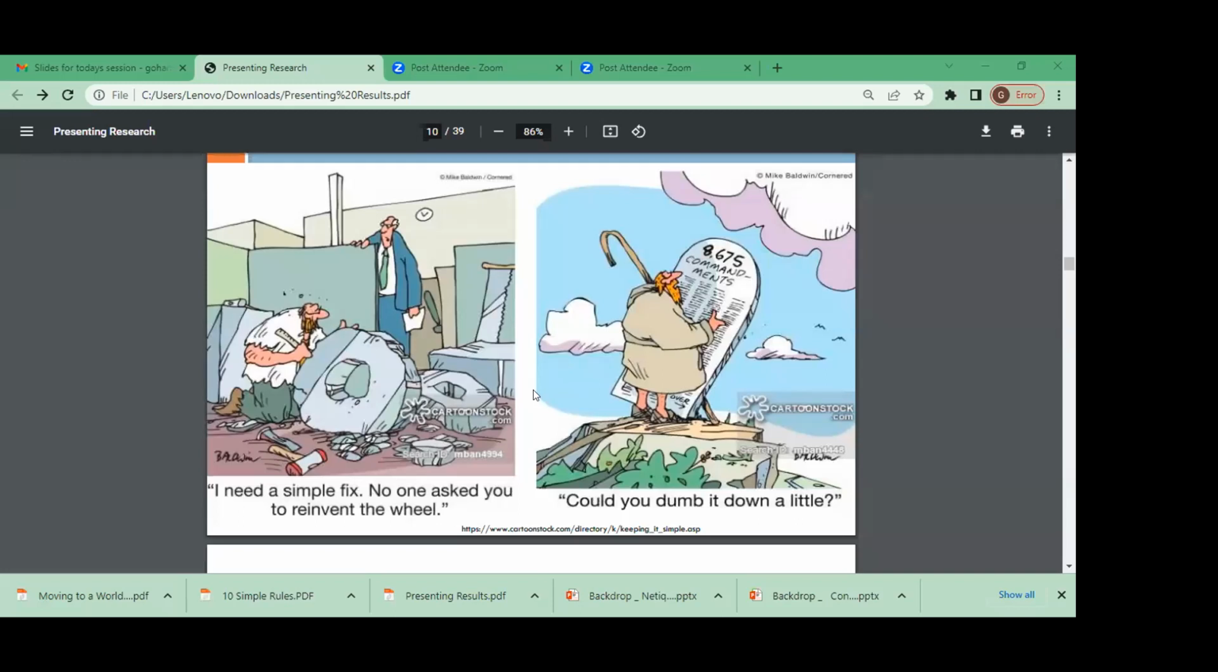you don't really have to reinvent the wheel. It's not about reinventing the wheel. You already have the 10 commandments, so just do the 10 commandments instead of talking about 8,675 different rules, or the many results that you have found. You always try to report the important ones, the significant ones. Go to the next slide, please.